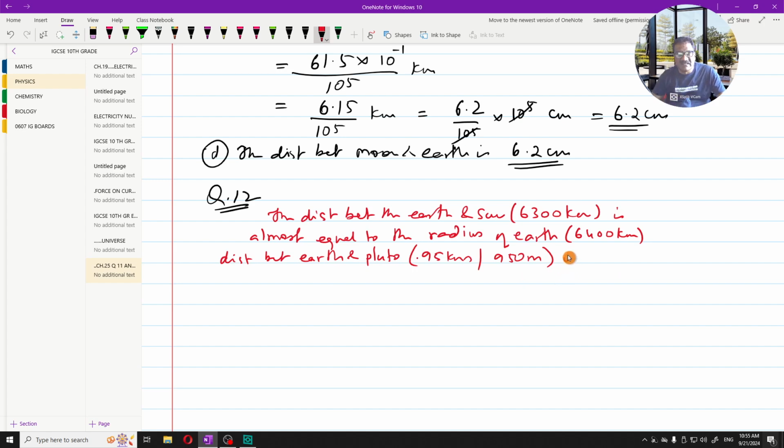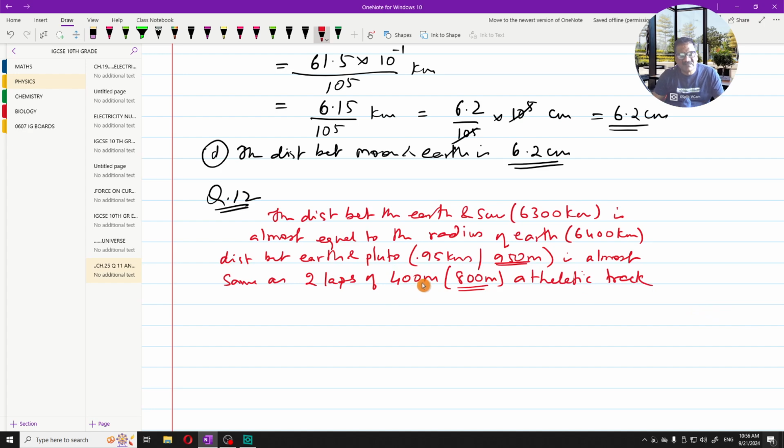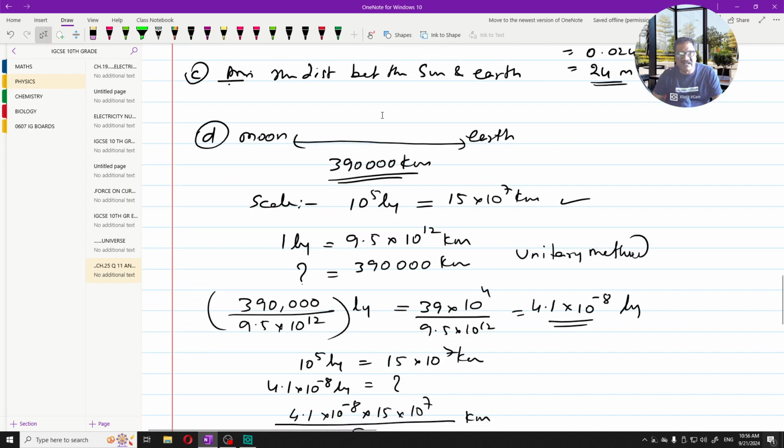So the distance between the earth and Pluto, which is 950 meters according to the converted scale, is almost the same as 2 laps of the 400-meter athletic track. Now see, 2 laps of 400 meters means it will be 800 meters. So can you see this 950 meters is almost equal to 800 meters? So the distance between earth and Pluto can be compared with 2 laps of the athletic track.